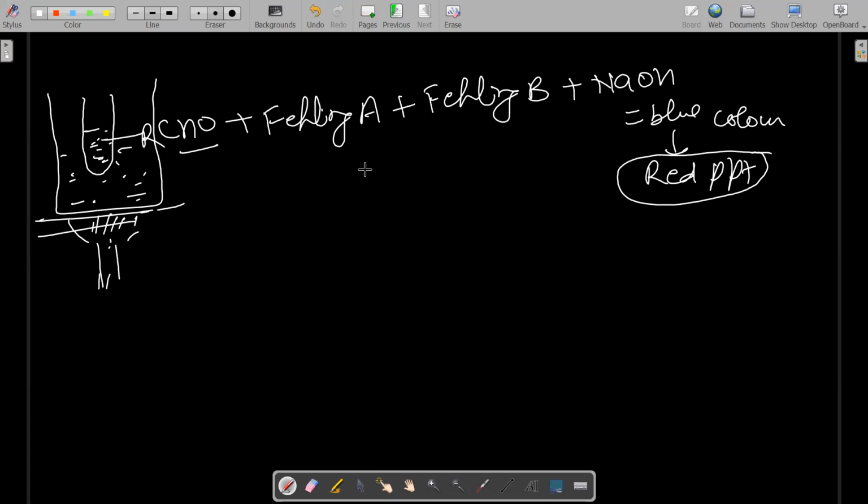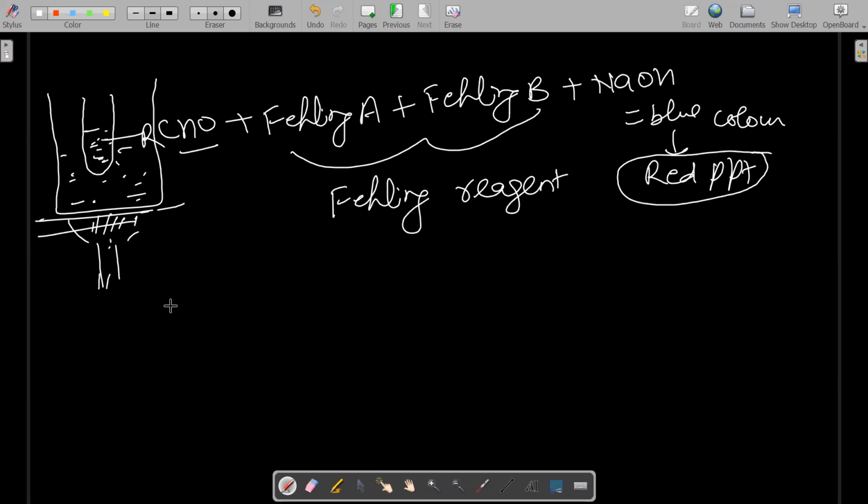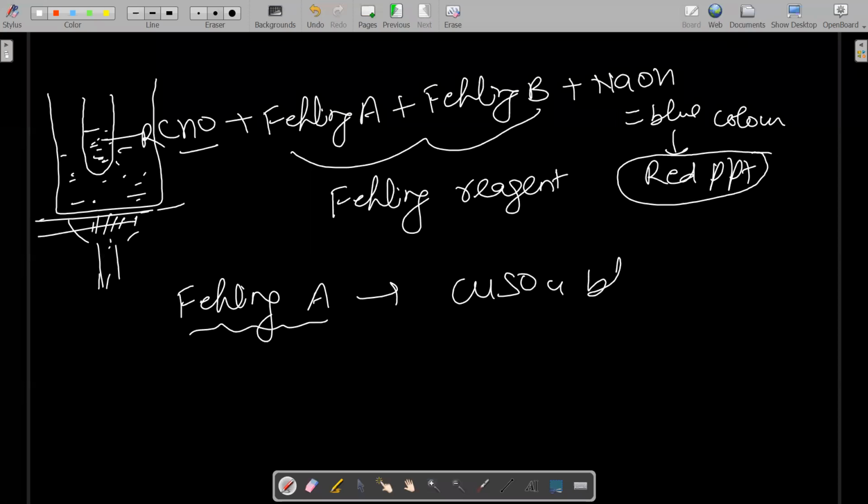Okay. Now the question, and this collectively Fehling A, Fehling B, both collectively called Fehling reagent. So what is Fehling A? What is the composition of Fehling A? Fehling A is what? Copper sulfate, which is blue in color. I mean, in lab, I wanted to show you. Copper sulfate, blue color.